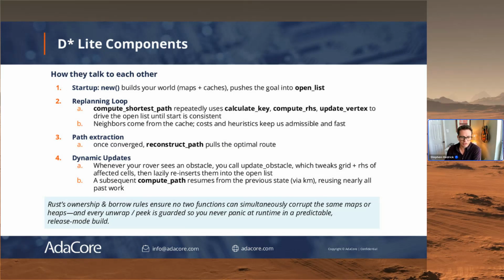One of the interesting things about this too is the ownership and borrow rules. No two functions can simultaneously corrupt the same maps or heaps. And since every unwrapped peek is guarded, we'll never panic at runtime in a predictable release mode build. And we see this lazy removal when update vertex is implemented.